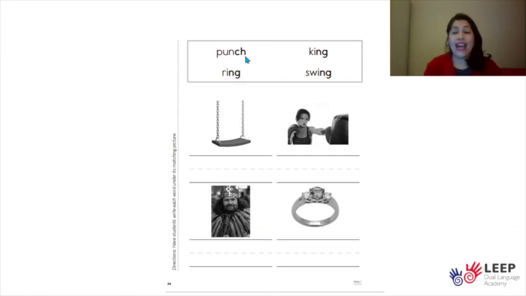Punch. Now you say it. King. Now you say it. Ring. Now you say it. And swing. Now you say it. You will write each word under the matching pictures.